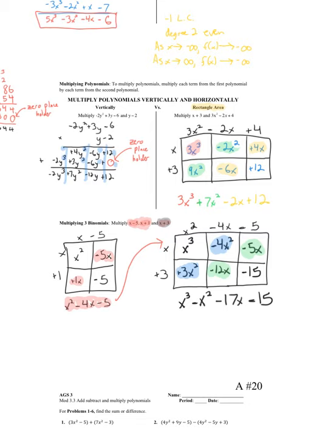And I prefer, personally, the rectangle area method. If you prefer the multiplying vertically, then by all means use that method. It's entirely up to you. That's why I showed two different methods for each of these three examples today. All right. Are there any questions right now on those problems?